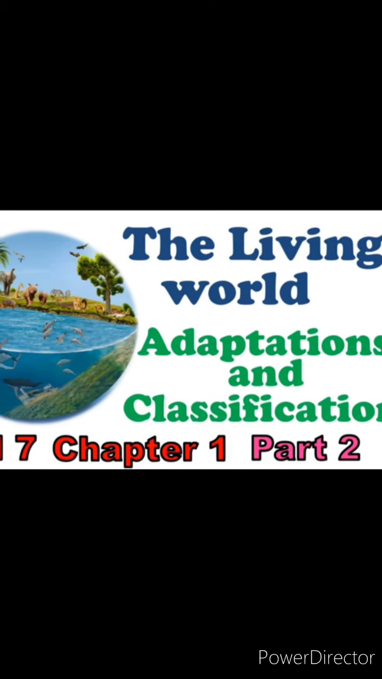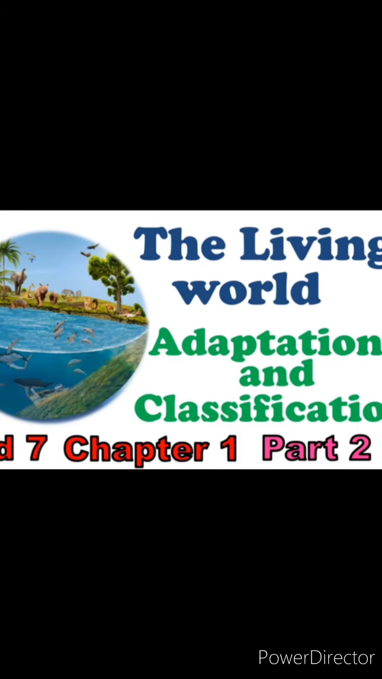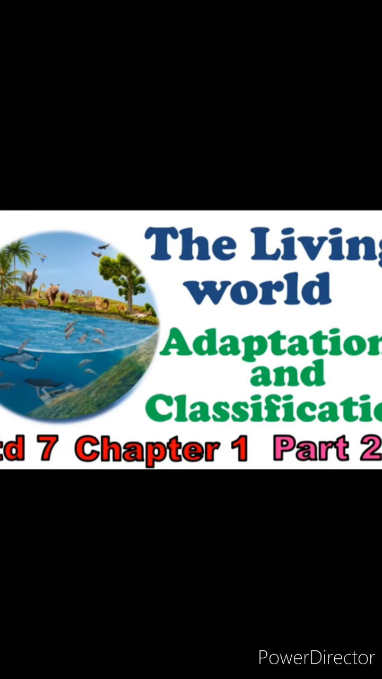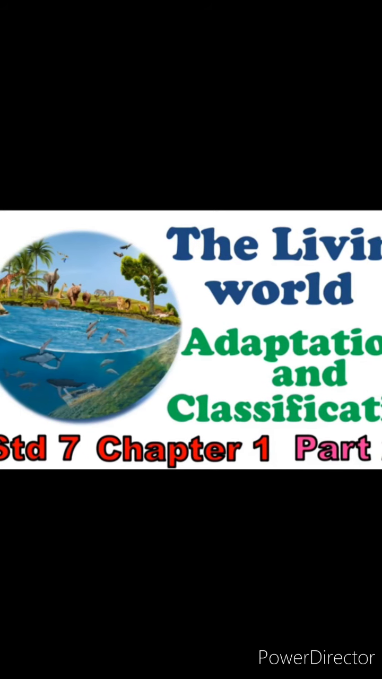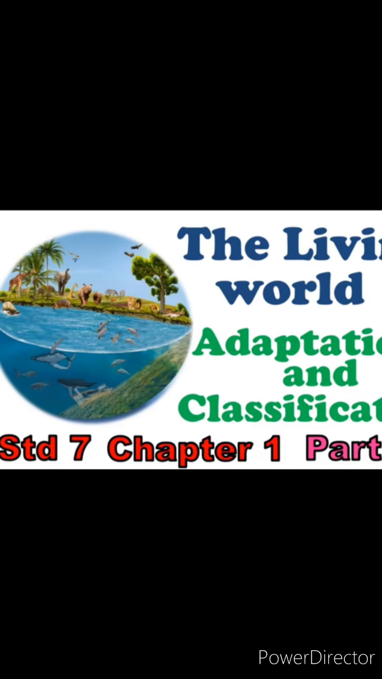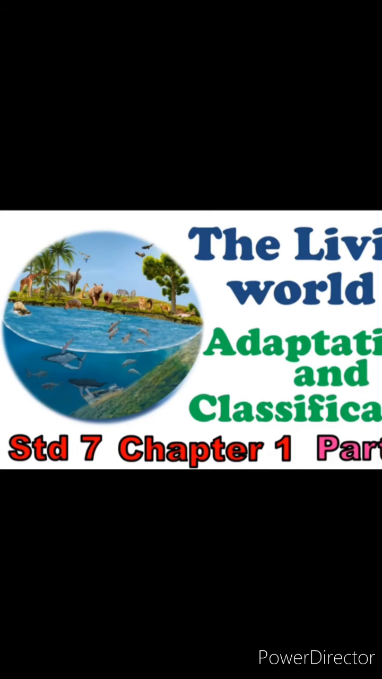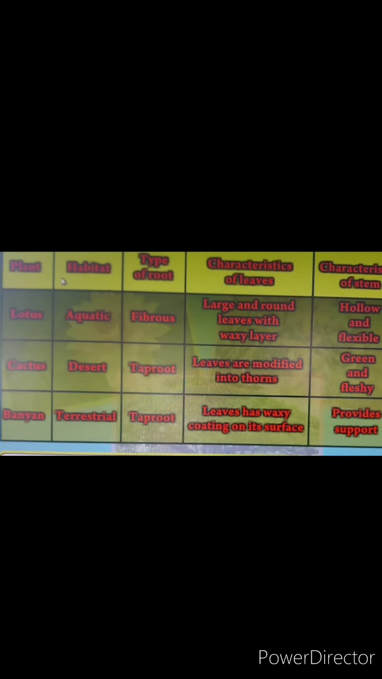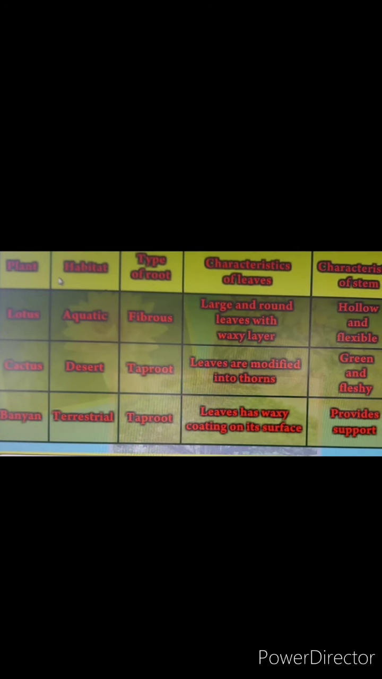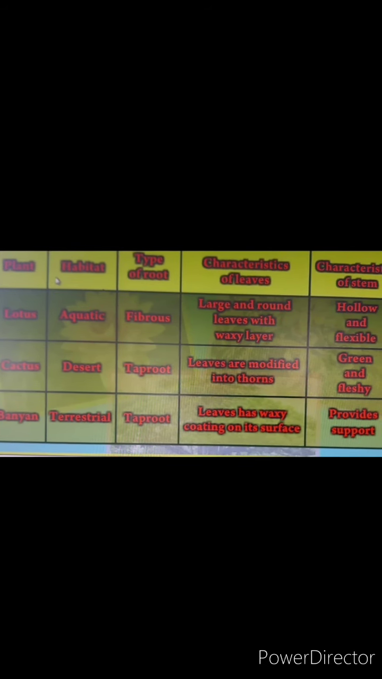In the first part we learned what is meant by adaptation. Now we will see the types of adaptations in plants. Before we start, observe one chart and complete it in your notebook: plant, its habitat, types of roots, characteristics of the leaves, and characteristics of the stem.